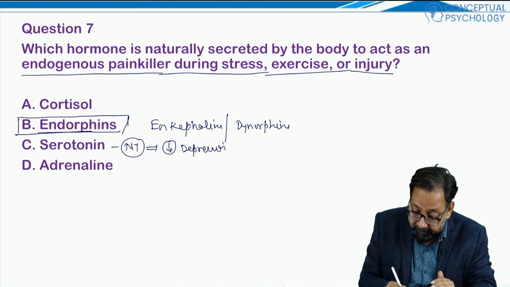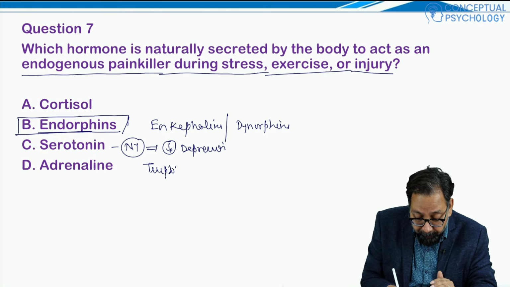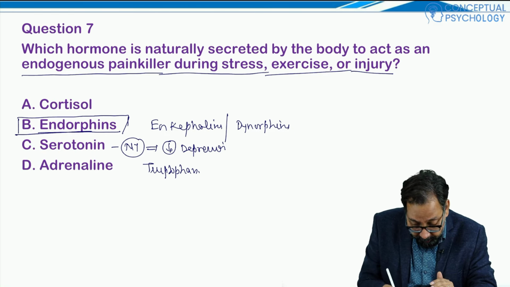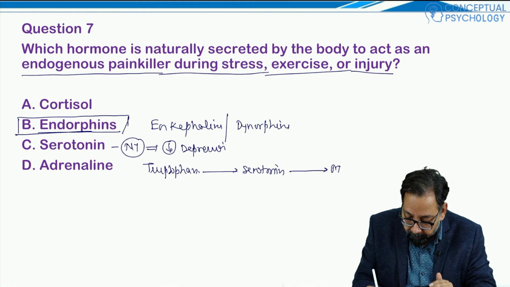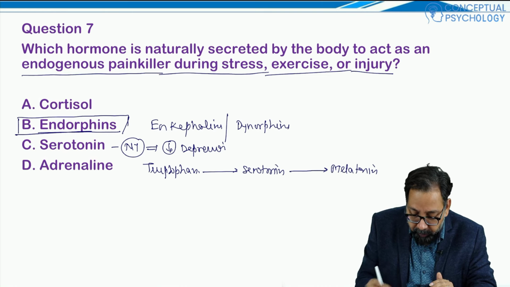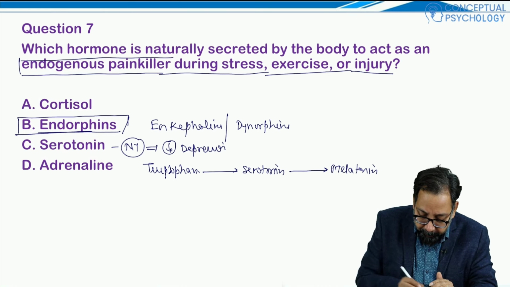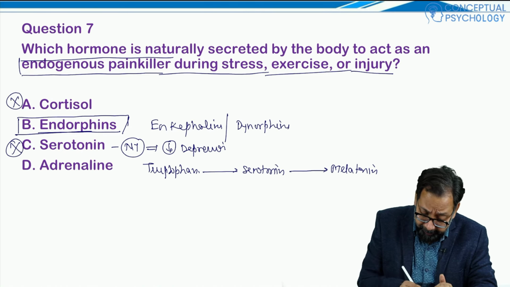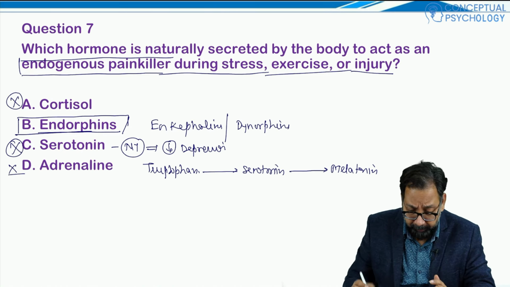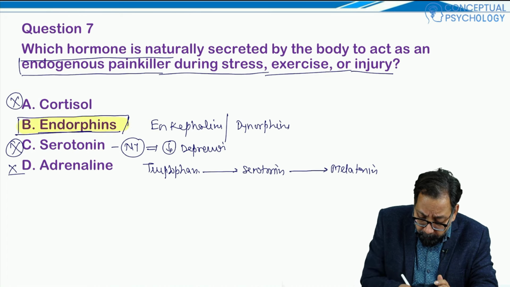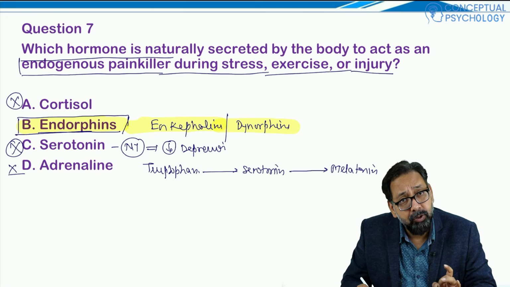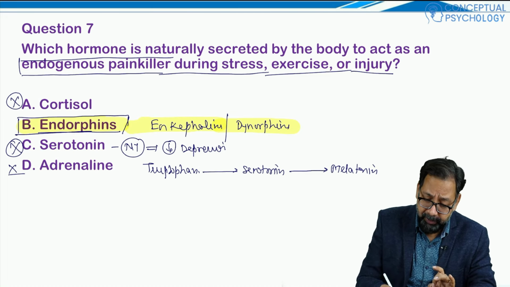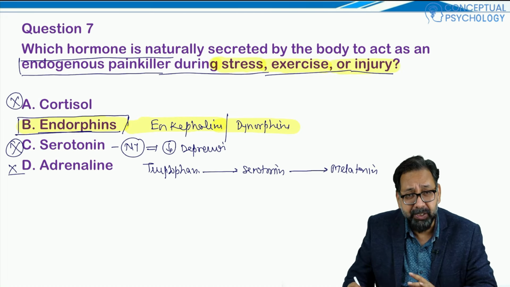And we have already discussed that tryptophan is converted to serotonin, which is converted to melatonin. It is not an endogenous painkiller. Next is adrenaline. It is not an endogenous painkiller. I have given examples: endorphins, enkephalins, dynorphins. These are considered endogenous painkillers during stress, exercise, or injury.